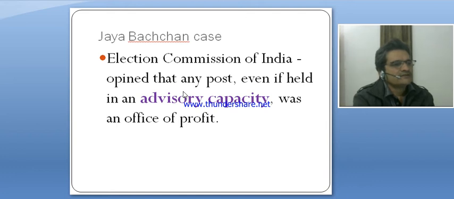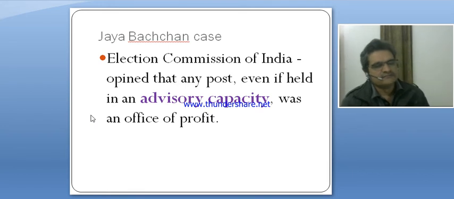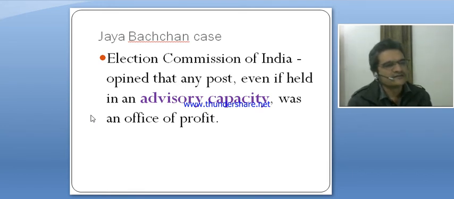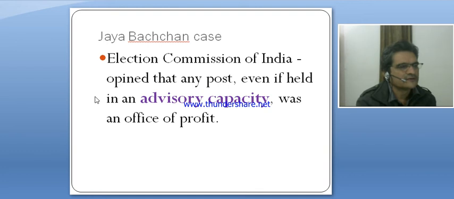Now, in Jaya Bachchan's case, the Election Commission has made a very interesting observation. It says that any post, even if held in an advisory capacity, was an office of profit. Means the basic fundamental principle, as I said earlier, is that if the post is capable of giving you benefit or profit, or the post which you hold gives you some kind of assurance and your independence as MP or MLA is likely to be compromised, then that post can fall in the category of office of profit.